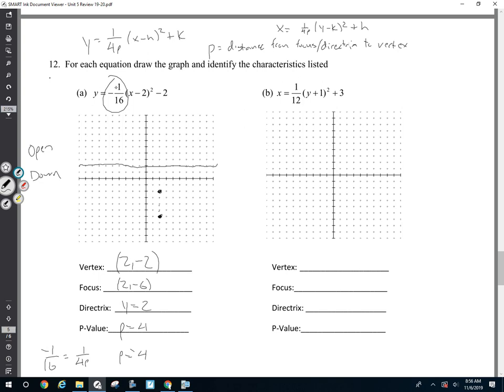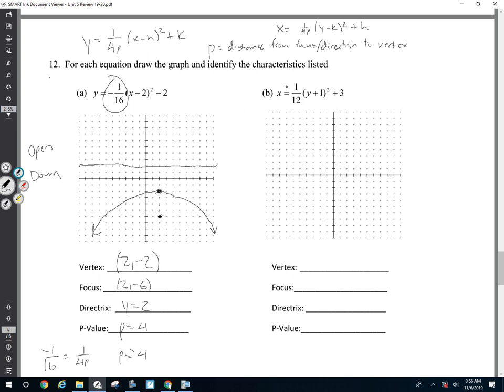Now, I'm just going to go ahead and sketch this. You can graph this using your calculator, but it's not important. We know it's going to be very wide, wider than y equals x squared. So go ahead and sketch this very wide parabola opening down. As long as you have the correct information, that's really all I care about.